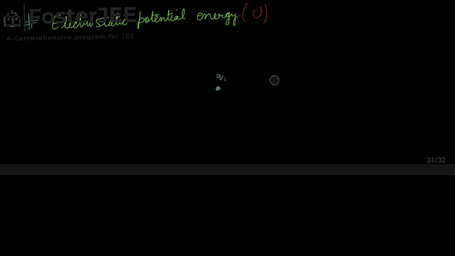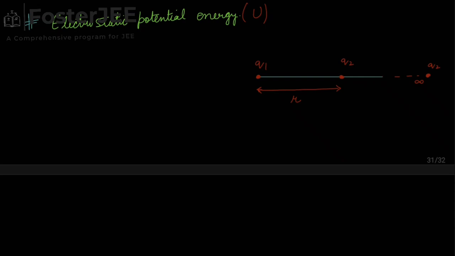Let's suppose initially the charge Q2 was at infinity and this is Q1. Now suppose by an external agent this charge comes to this distance, and now the final distance is R.